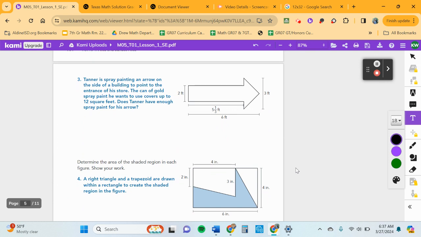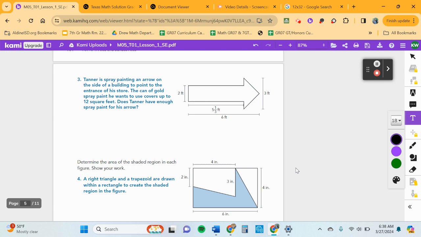Tanner is spray painting an arrow on the side of a building to point to the entrance of his store. The can of gold spray paint he wants to use covers up to 12 square feet. Does Tanner have enough spray paint for his arrow?